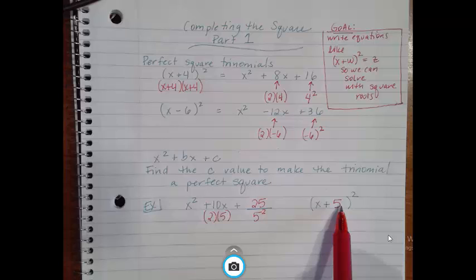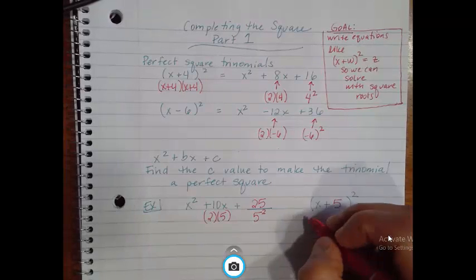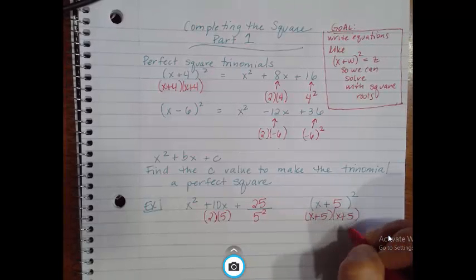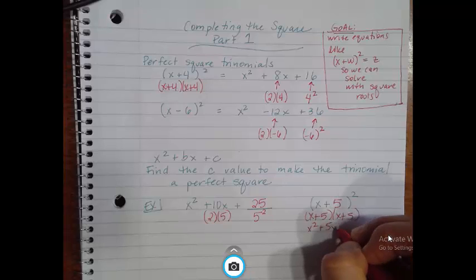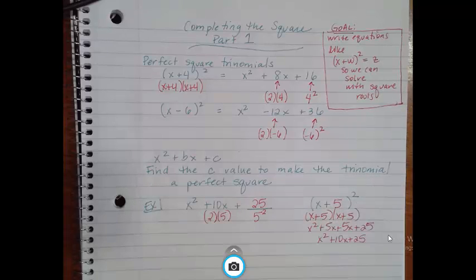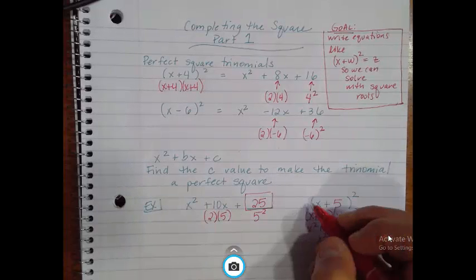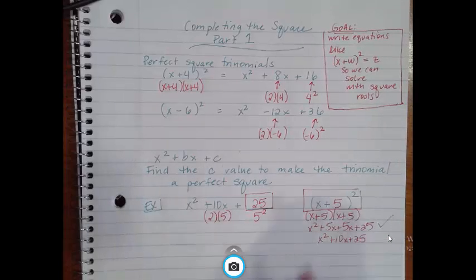And then, to check it, we can multiply out x plus 5 squared and make sure that if we do x plus 5 times x plus 5, we really do get x squared plus 10x plus 25. Great, so that works. So the missing number was the 25, and this is how we write it as a perfect square trinomial. Okay, let's do another one.